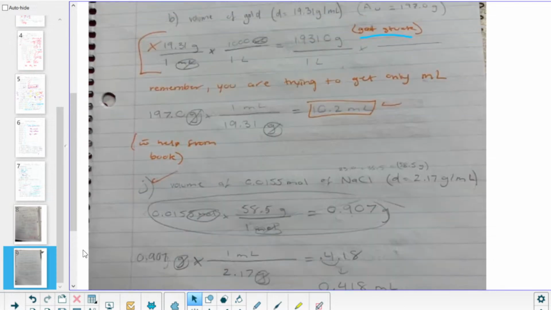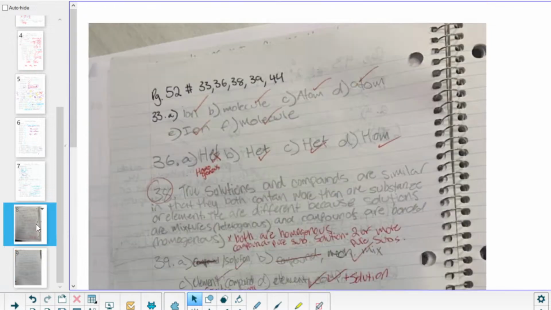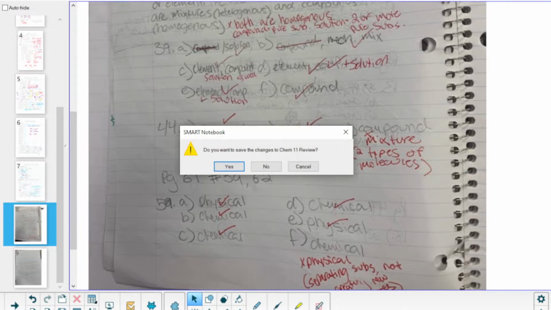So those are a couple of examples of what a good Hebden looks like. I'm not looking just that you have your answers there, but that you are actually using it as a workbook. Questions about the Hebden? Excellent.